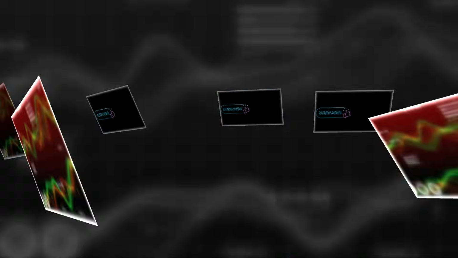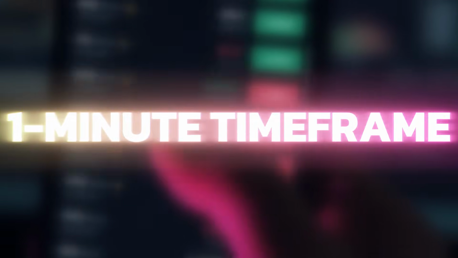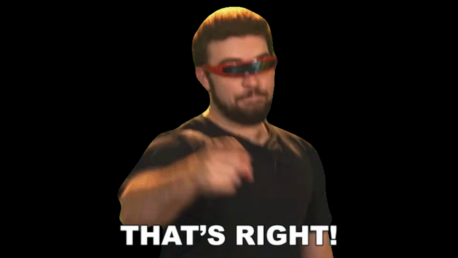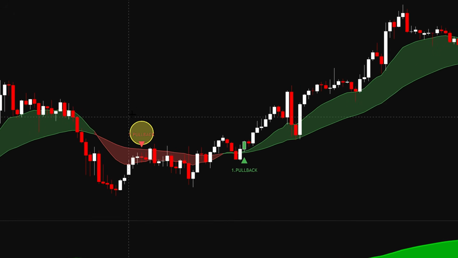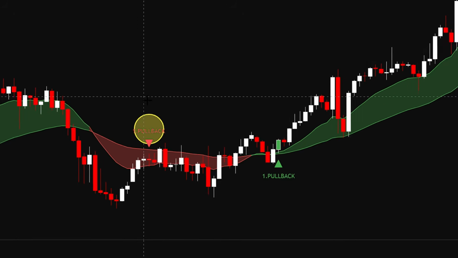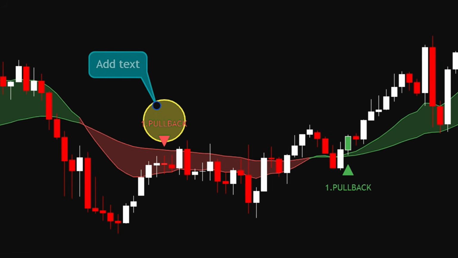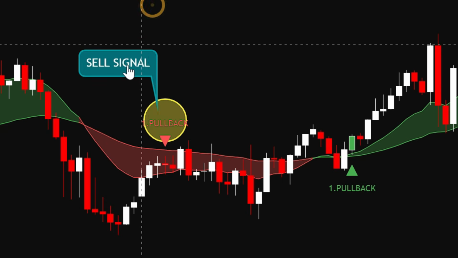It doesn't matter if you're trading crypto, forex or stocks, the 1 minute chart or the 5 minute chart, any time frame, it doesn't matter, right? So check this out on the gold chart. Basically, we're looking for those pullback signals after the initial breakout setup. That signal is gonna be printed right there on the chart by our EMA and Pullback indicator. Now look here, a bearish pullback signal just got printed.